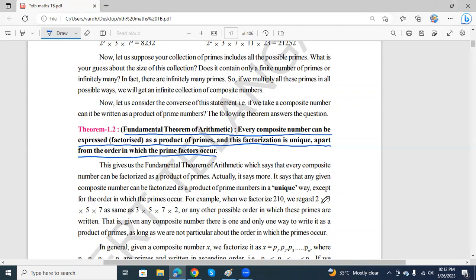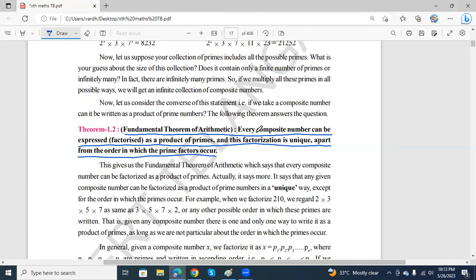Okay, for example, see here, 210 is factorized as 2 into 3 into 5 into 7. 2 times 3 is 6, 6 times 5 is 30, 30 times 7 is 210. Isn't it? So 2, 3, 5, 7 are the prime factors of 210. These are prime numbers, so you cannot split them further. 2 you cannot write any further, 3 as well as 5, 7. But you can change the order and write. 3 can come first, or 7 can come first, or 2 can come first. But this is the unique factorization.